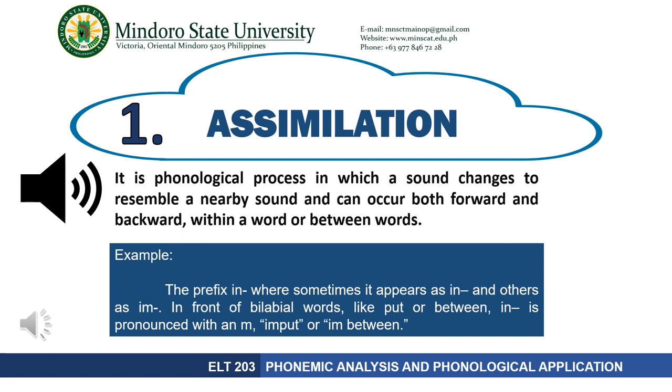Observe this example. The prefix "in", which can be observed at the beginning of a word, sometimes appears as "in", while in others, it appears as "im". In bilabial words such as "put" or "between", "in" is pronounced as "im". Instead of "input", it can be read as "imput". Instead of "inbetween", it can be read as "imbetween".